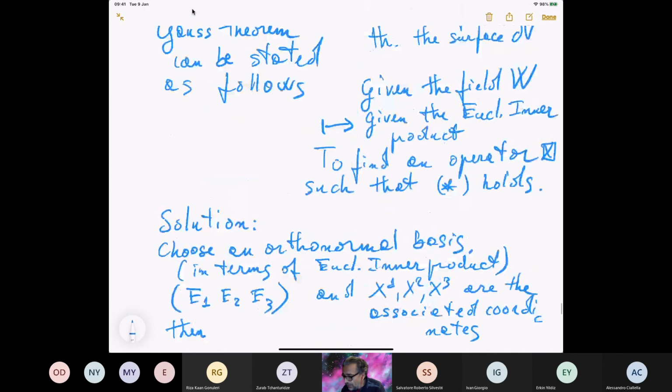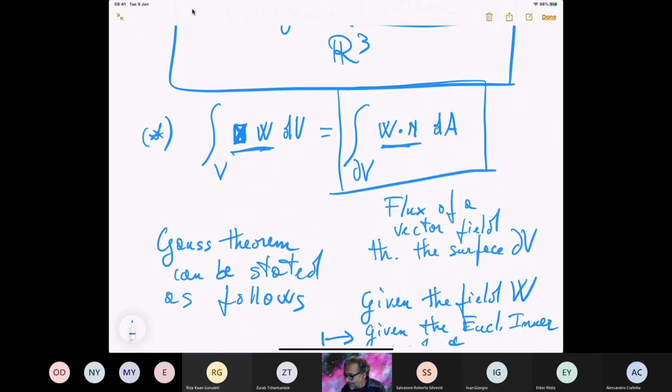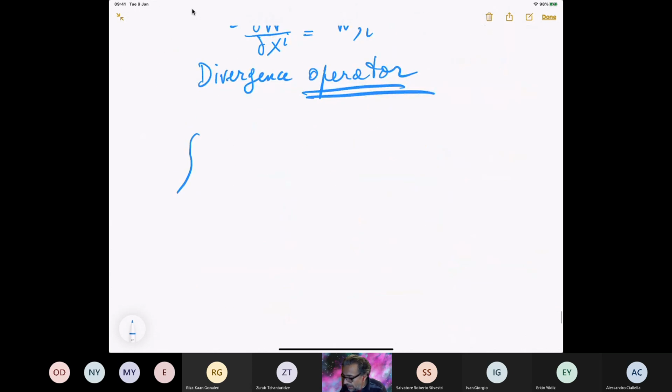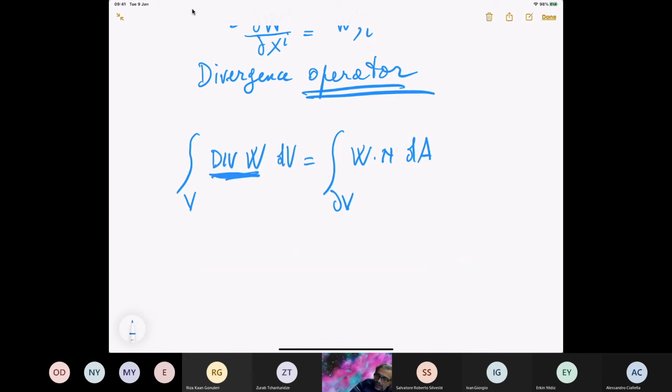So actually, Gauss theorem tells you that this equality is possible: the integral of div W over a volume, d volume, is equal to the integral on the boundary of the volume of W dot n and the area. And it gives you the representation of this operator in terms of the components of an orthonormal basis. Okay.